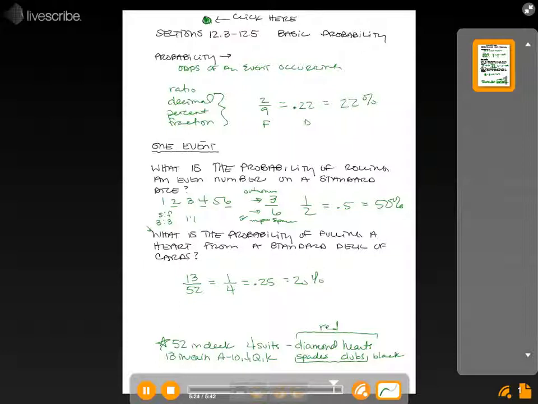Now those are basic ideas about probability. If you have questions, go back and rewatch it. This should be familiar to most of you, this idea of probability. So again, if you have questions, rewatch it. If you still have questions after that, bring them to class next time.